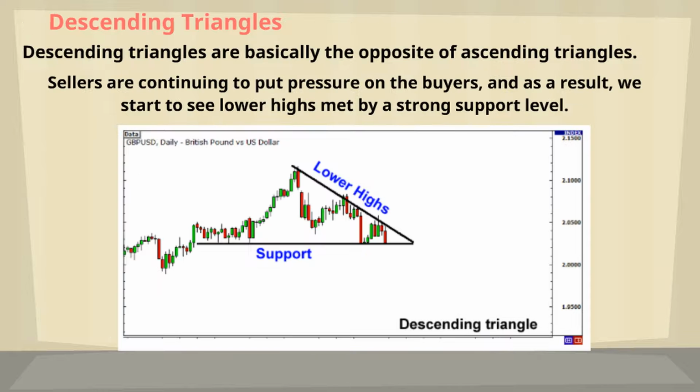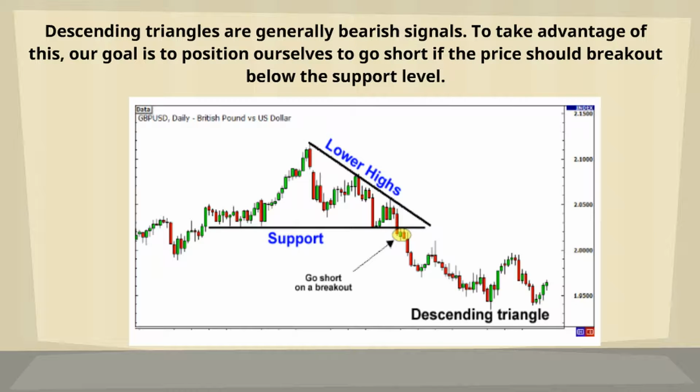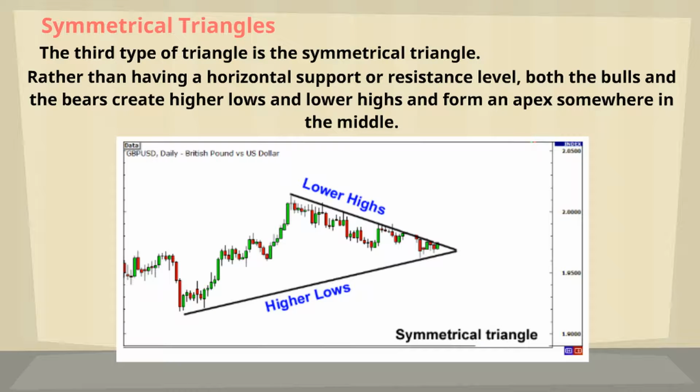Descending triangles. Descending triangles are basically the opposite of ascending triangles. Sellers are continuing to put pressure on the buyers, and as a result, we start to see lower highs met by a strong support level. Descending triangles are generally bearish signals. To take advantage of this, our goal is to position ourselves to go short if the price should break out below the support level.